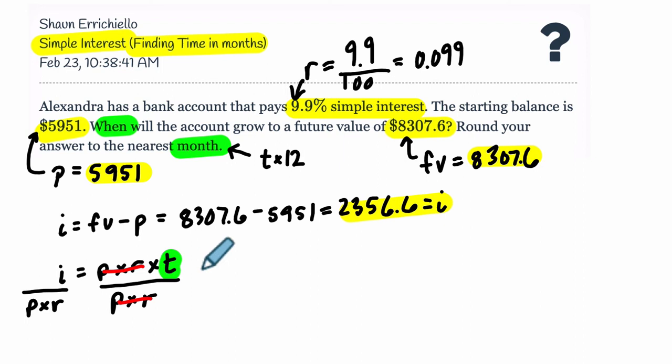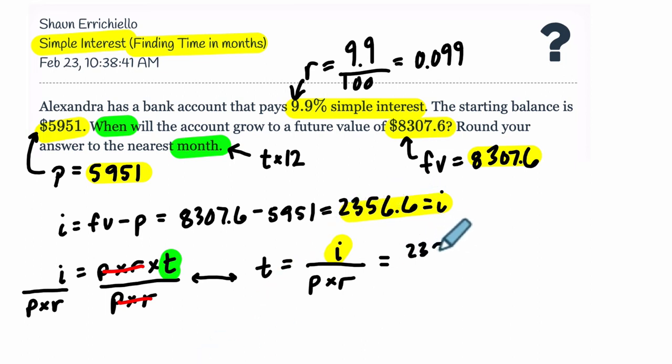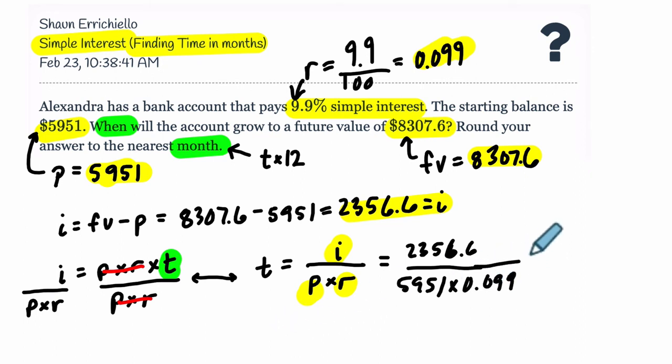And I'm just going to rewrite it this way. I'm going to say that this is the same formula as an if and only if statement. But the idea is that these two formulas are the same. Time equals interest over P times R. And then I'm going to plug in the values I have. What is my interest? Stop using green, Sean. The interest is 2356.6. It's right there. So 2356.6 over P times R. So 5951, that is our P value. And then our R value is 0.099. And this will give us our time in years.